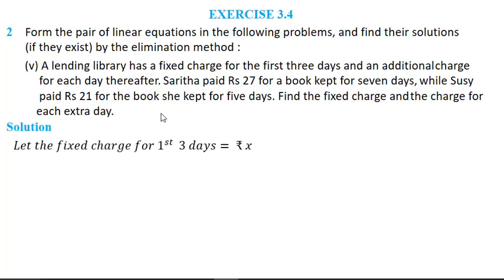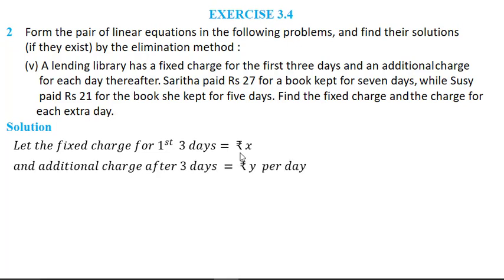So we will say, let the fixed charge for the first 3 days be rupees x, and the additional charge after 3 days be rupees y per day. So for 7 days, according to the first condition, out of 7 days, 3 days will be charged only x rupees, and for the remaining 4 days they will charge 4y, because for each extra day we have to pay rupees y. So for 4 days we will pay 4y. So x plus 4y is 27.